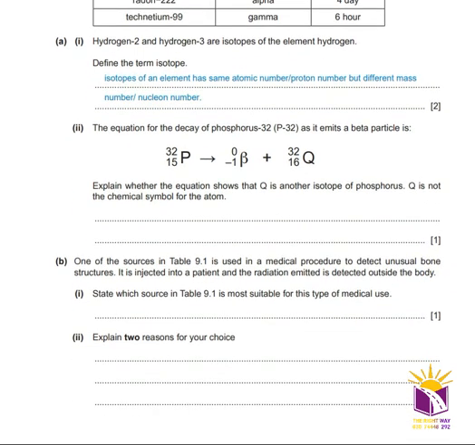The equation for the decay of phosphorus 32, P32, as it emits a beta particle is shown. Explain whether the equation shows that Q is another isotope of phosphorus. Q is not the chemical symbol of the atom. Is Q an isotope of phosphorus P? No. For isotopes, they must have the same proton number, because phosphorus has 15 protons and Q has 16 protons. So they are not isotopes.